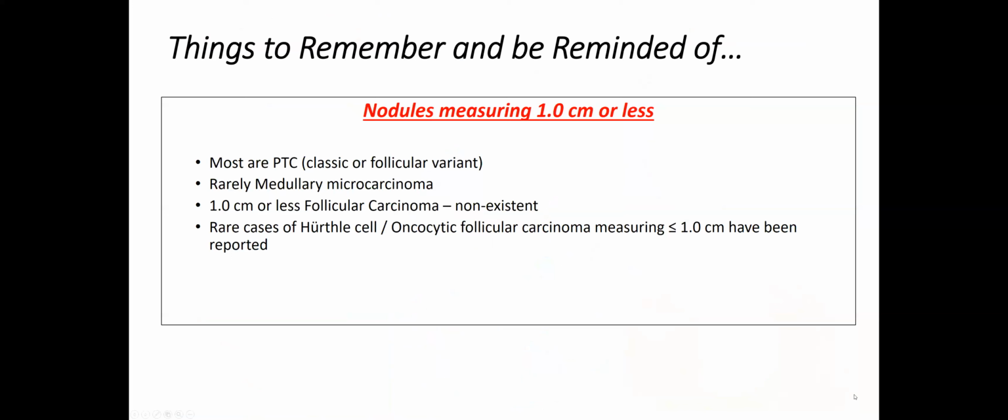Now, there are some problems when you do cytology. Remember, we were talking about these cases, which are very sizable thyroid nodules, at least 2 centimeters or more. Now, what happens when you have a nodule which is measuring 1 centimeter or less? When you are making a diagnosis of a follicular neoplasm or Bethesda category 4 on a nodule measuring less than 1 centimeter, you have to be a little careful, because papillary carcinomas can be that size. Rare oncocytic carcinomas can measure 1 centimeter or less. But follicular carcinomas measuring that size are basically non-existent.